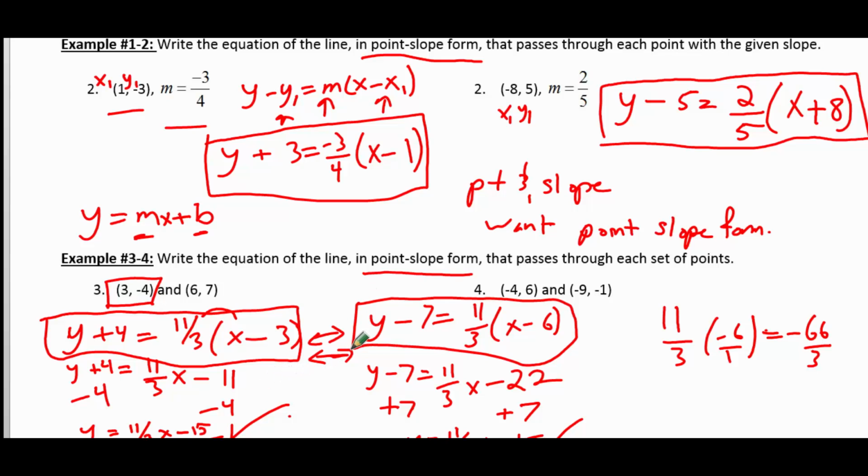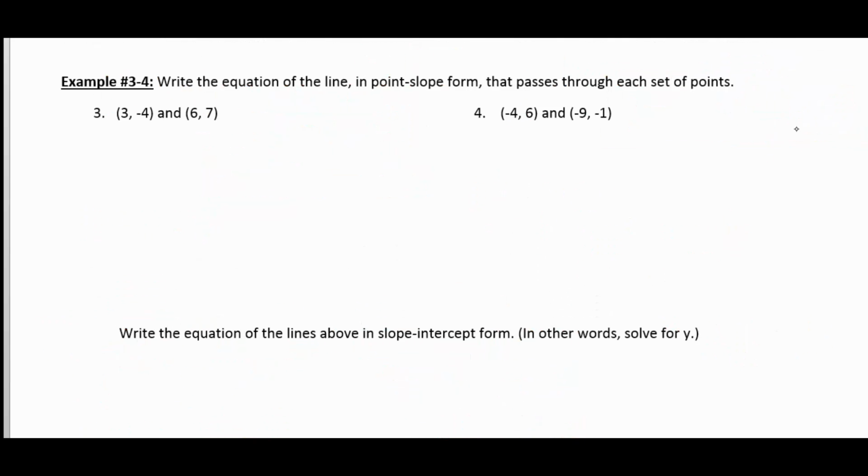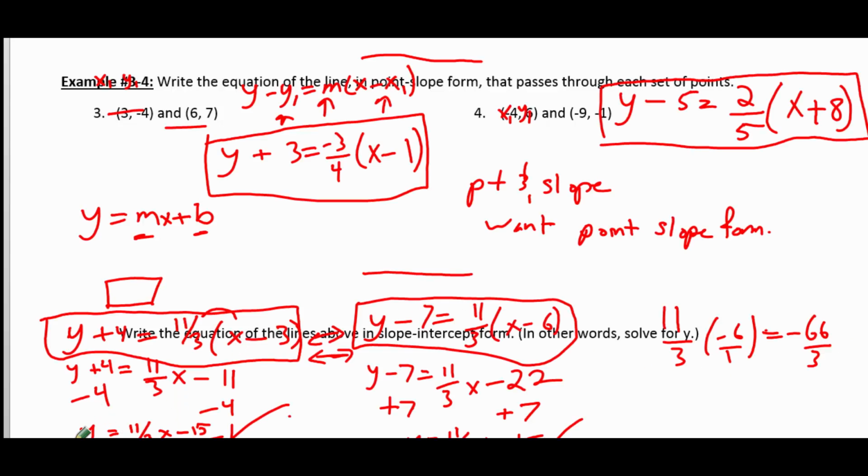Alright, you might want to watch that one again, but then use it to try to answer number 4. And then a really quick note, the question underneath this asks you to write the lines in slope-intercept form, which is exactly what we had done at the bottom of that last equation. So if you have the slope-intercept form, that's this right here, we have the answer to our question here at the bottom.